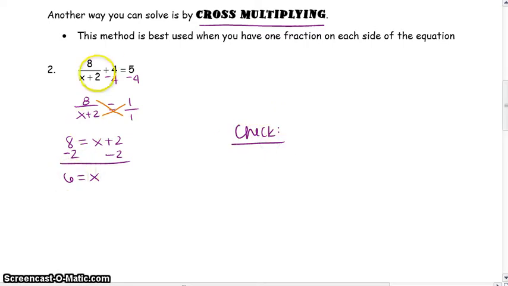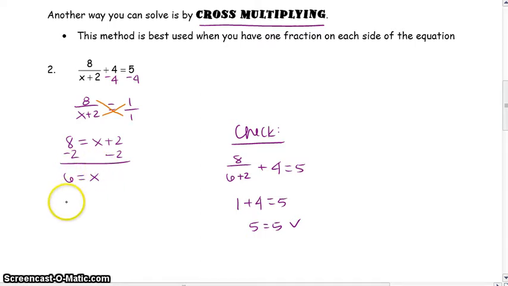So we're taking 6 and plugging it back into our original equation. So we get 8 over 6 plus 2 plus 4 equals 5. When we simplify this, 8 over 6 plus 2, which is 8, is 1, so that's 1 plus 4 equal to 5, and 5 does in fact equal 5, so we are good to go.